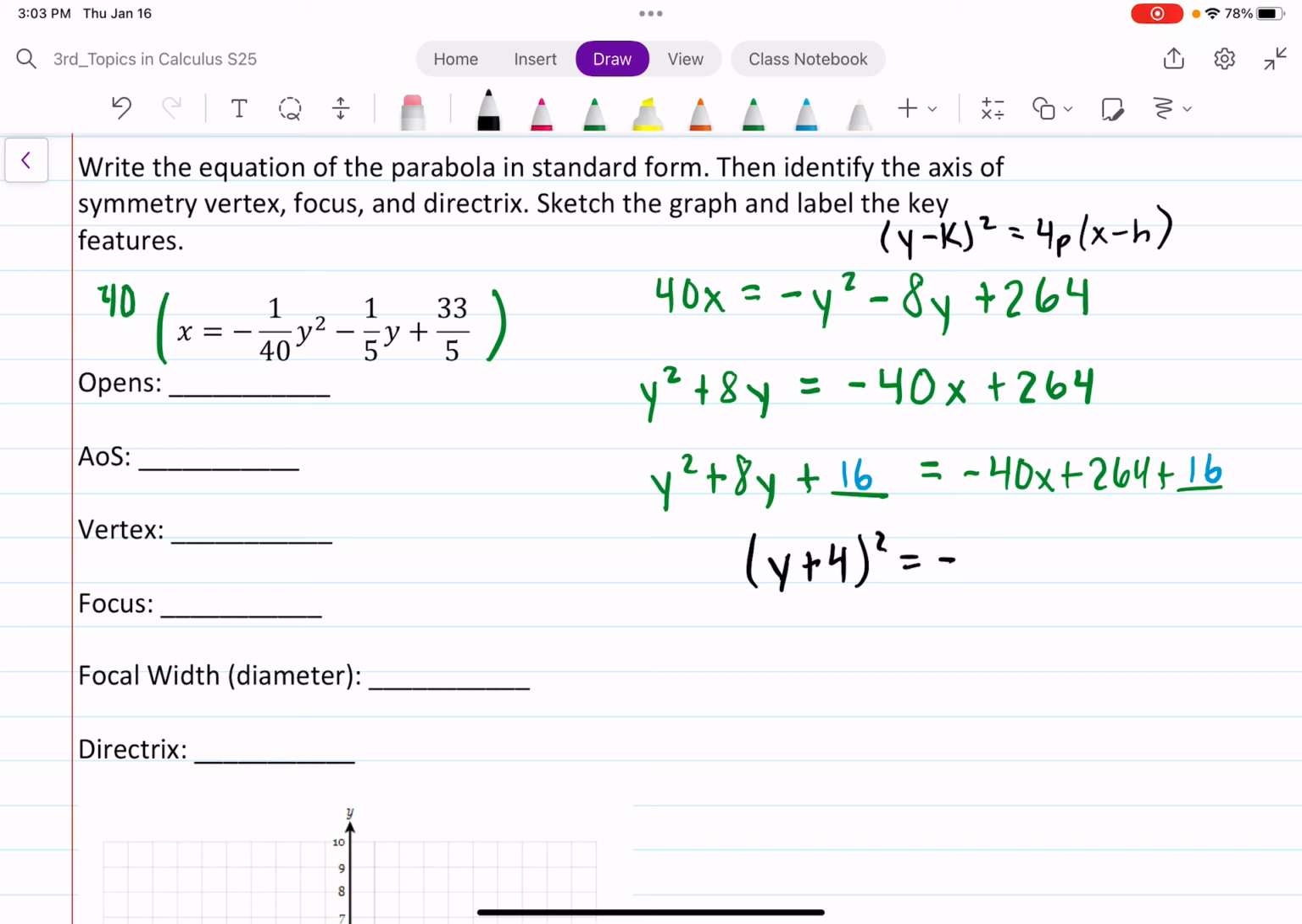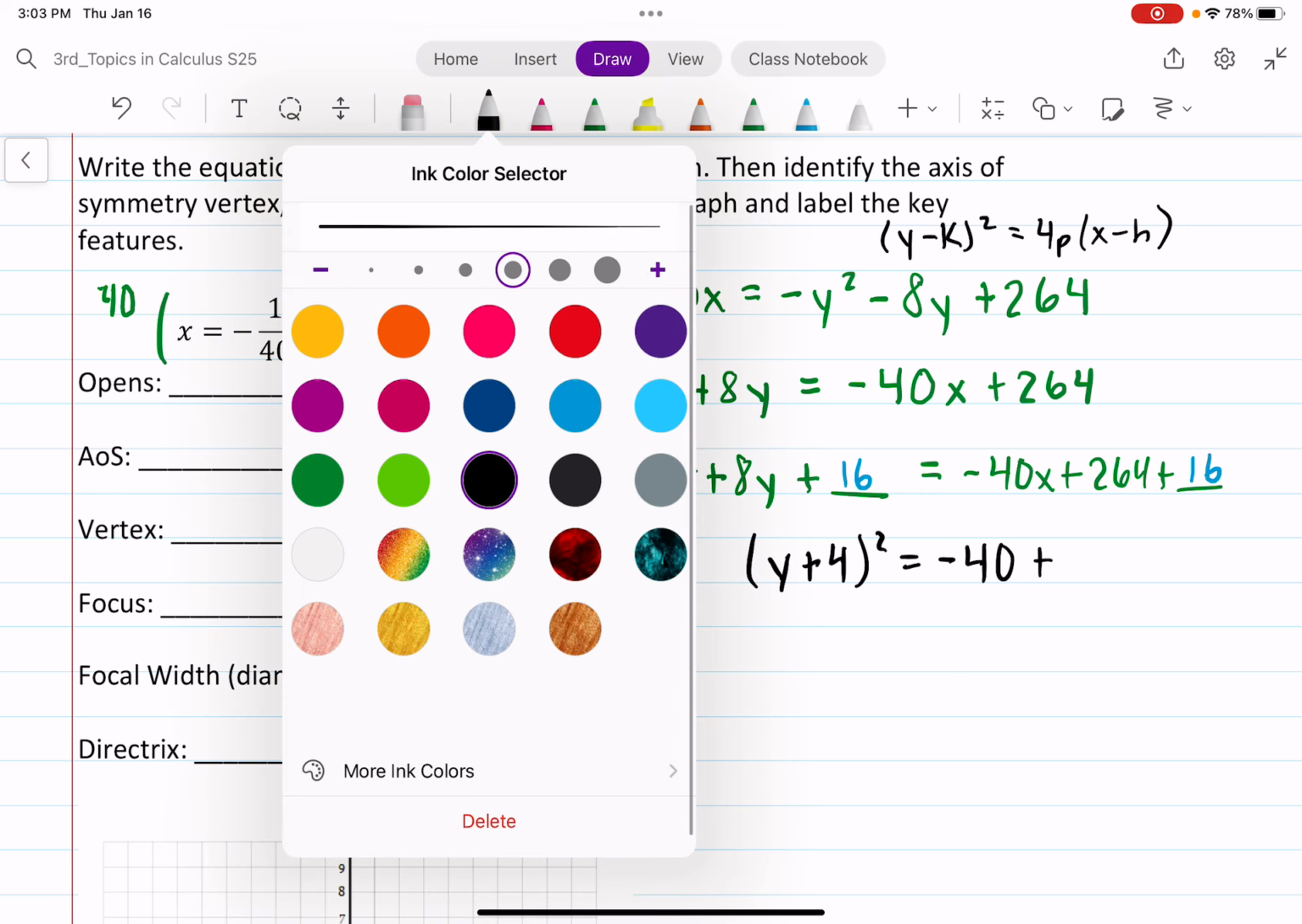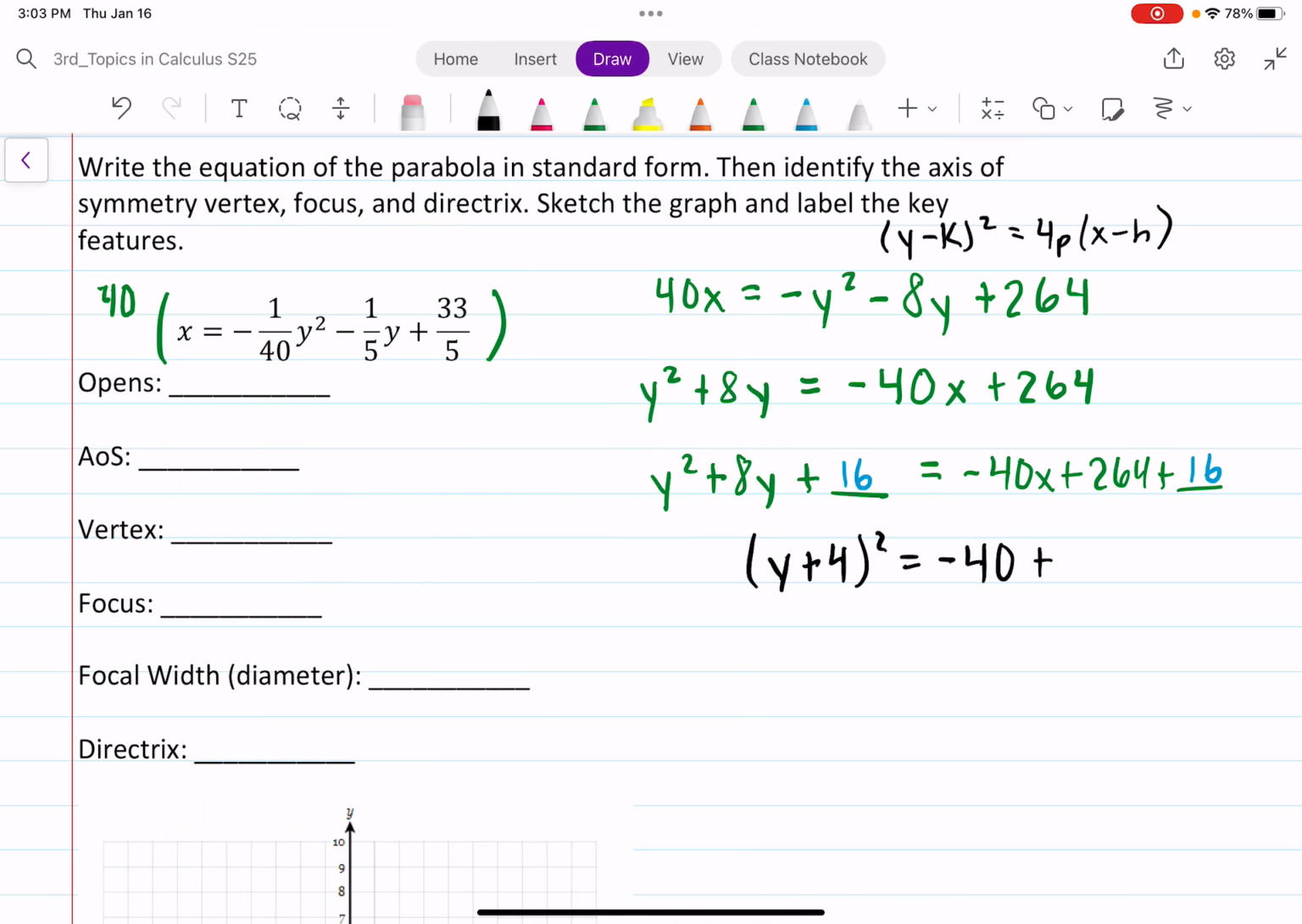And so then that means we have negative 40x plus 264, oops, 264 plus 16, that would be 280. Wait, I missed my x. 280. Okay, and so then I want to factor out the negative 40. And so if we do that, that'd be x minus 7, since, you know, 28 divided by 4 is 7.